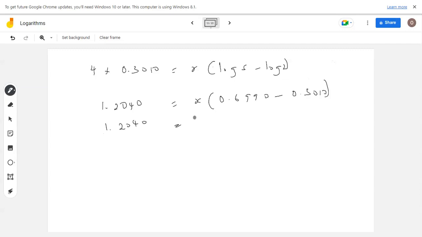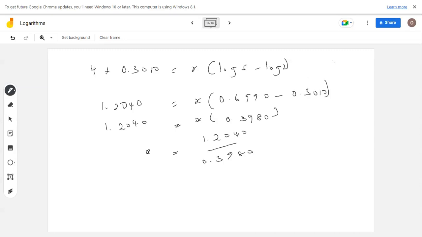So 1.2040 is equal to s into, when you subtract this, it's going to give us 0.3980. Therefore, the s value will be 1.2040 divided by 0.3980. Let's quickly calculate that.